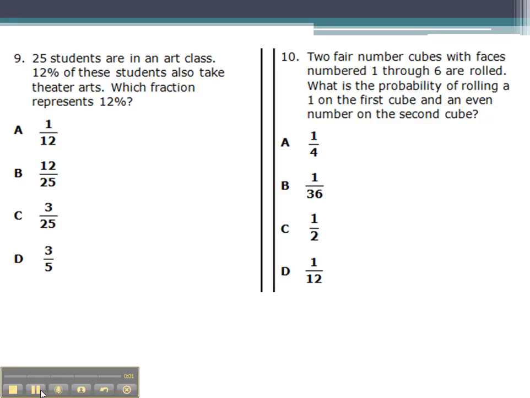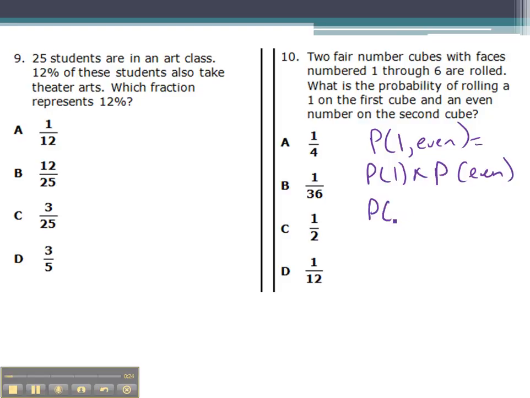Problem number 10. Two fair number cubes with faces numbered 1 through 6 are rolled. What is the probability of rolling a 1 on the first cube and an even number on the second cube? So probability of rolling a 1 and an even number will be equal to the probability of rolling a 1 times the probability of rolling an even number.